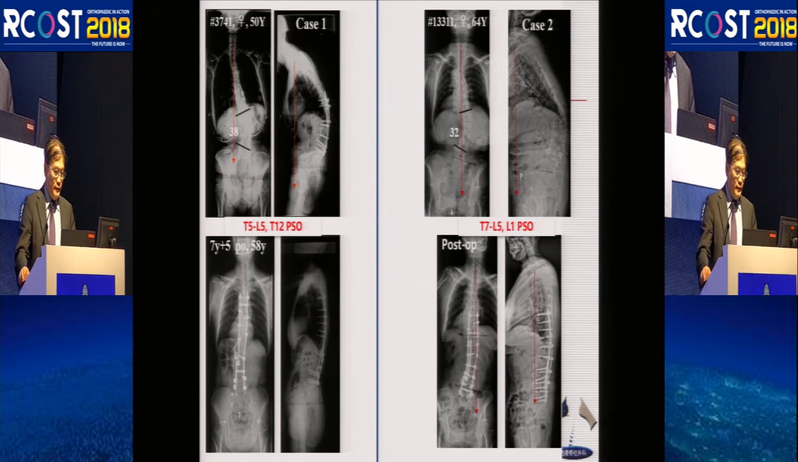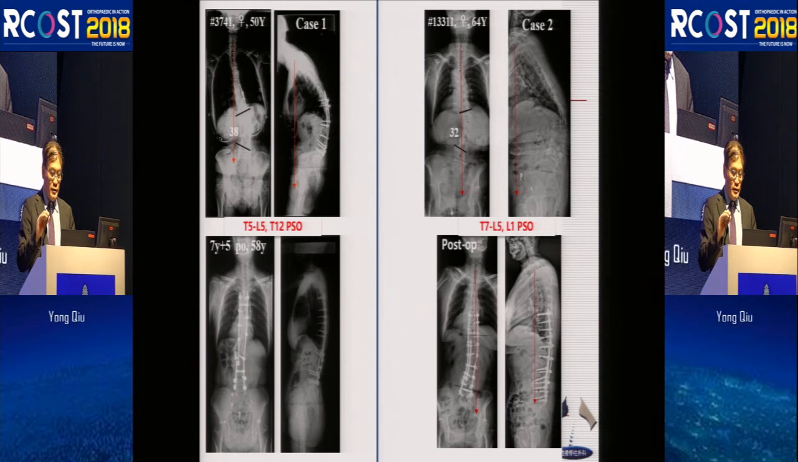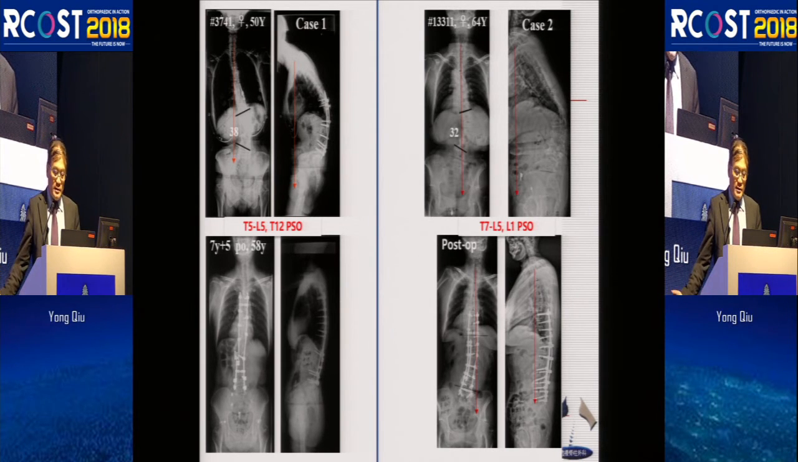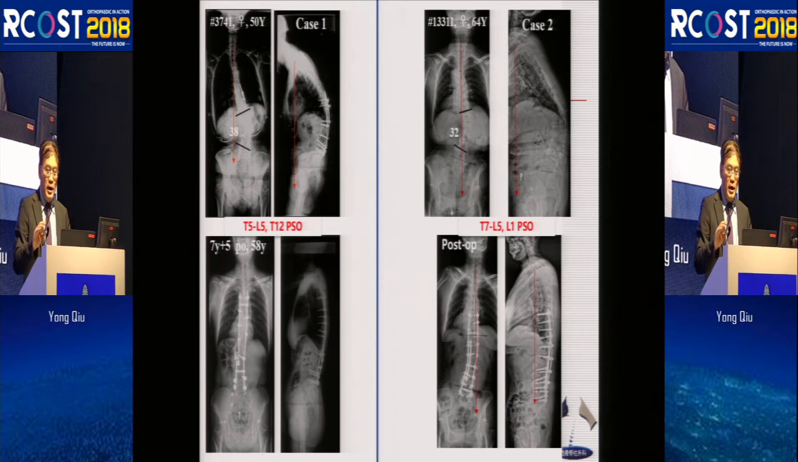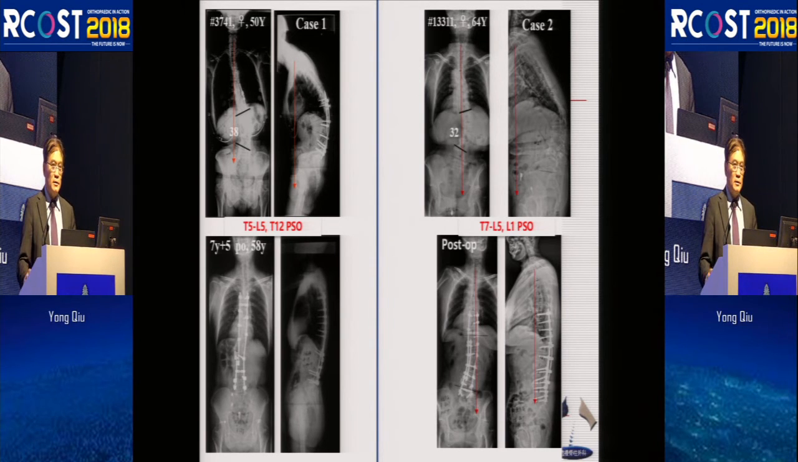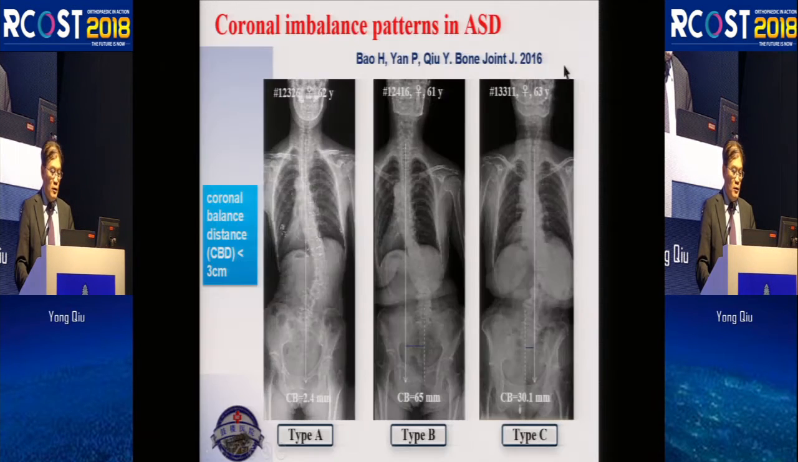First of all, look at the two patients on your both sides. They have a similar curve pattern. It's a kyphoscoliosis, degenerative scoliosis, and we did the same procedure. On the left side, we did T12 PSO. On the right side, L1 PSO. However, on the left side, the patient with 7 years follow-up is doing very well. And on your right side, the patient immediately after surgery developed coronal imbalance. So the question is why two similar patients with the same surgical strategy have quite different clinical results.